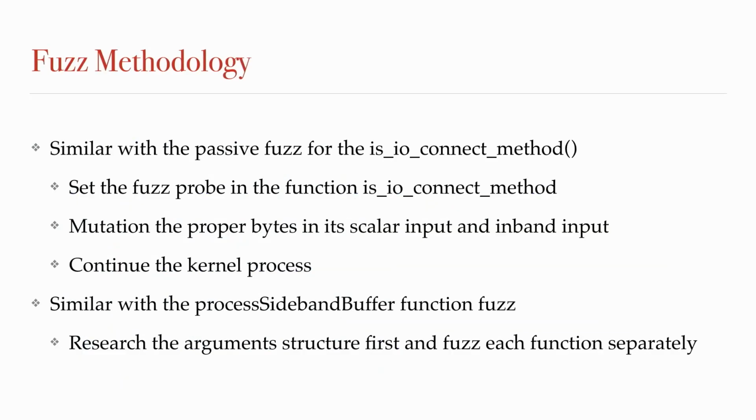This is the first methodology for this kind of interface. We can find them similarly to the passive files, which set a probe in the is out connect method function, or research the argument data structure first and fuzz each function separately. You know, DBFast does not need a trampoline, so theoretically you can fuzz any interface freely.